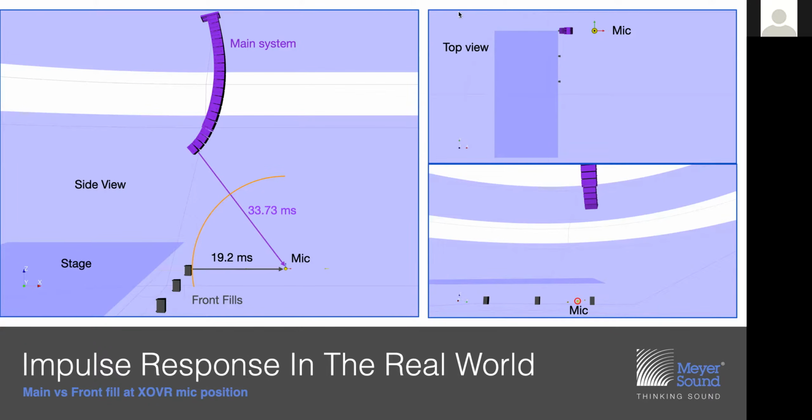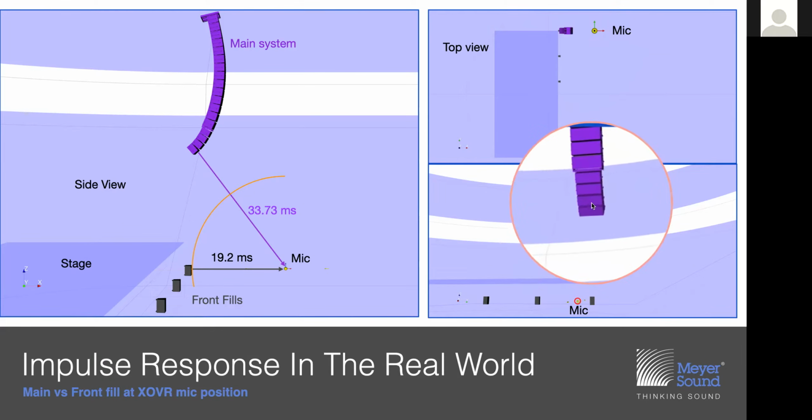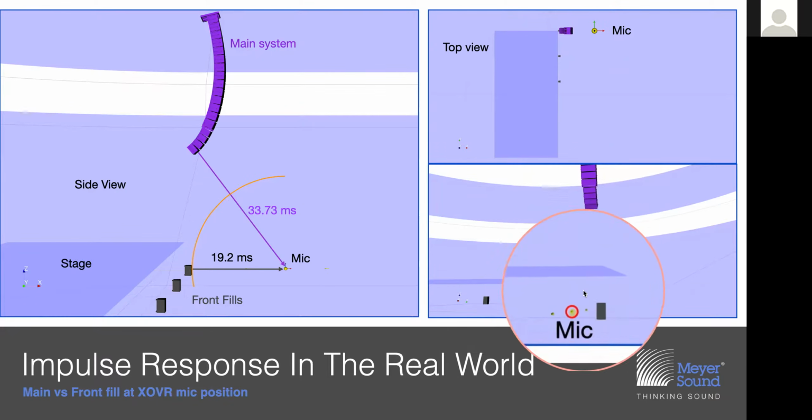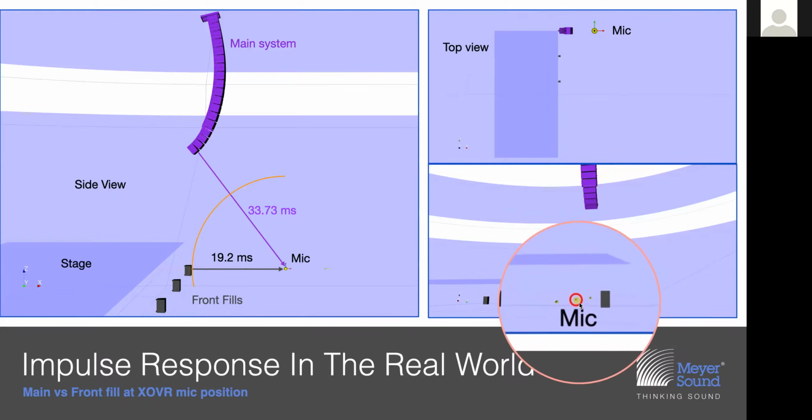So we are just seeing the top view over here. You can see our main system, and roughly you're seeing our front field that is down there, and we have our mic position over here. In this other view, we have the lower section of the array, we have our front field, and we have our mic position over here.